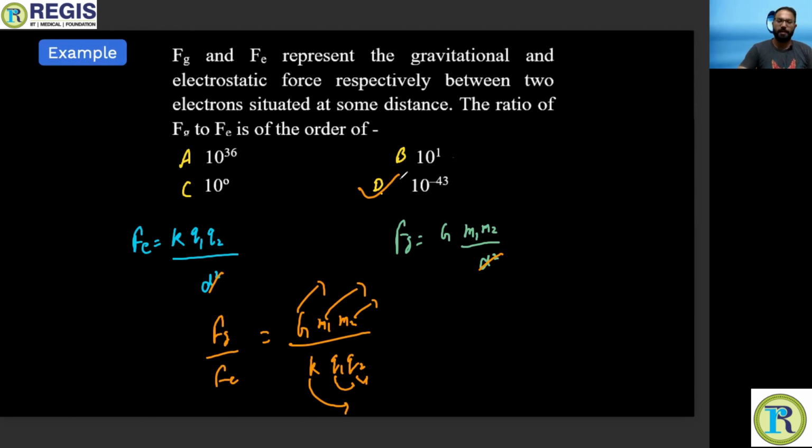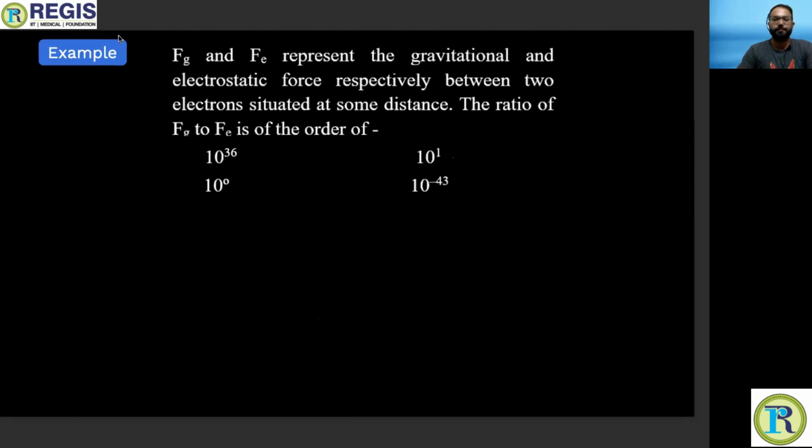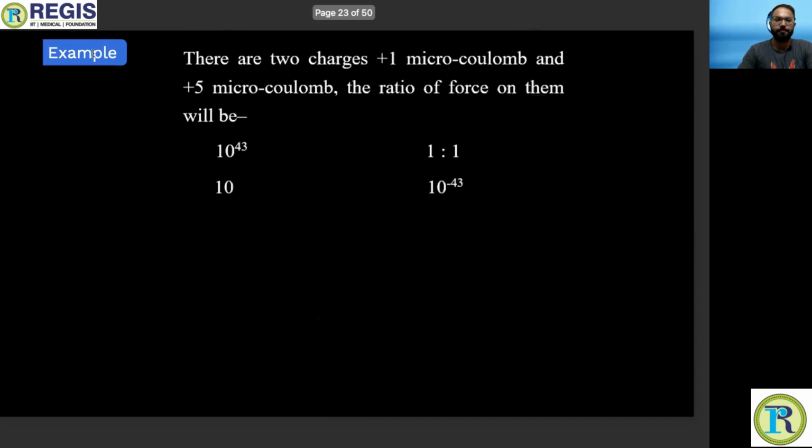Okay, let's try the next question. So the question is, there are two charges, +1 microcoulomb and +5 microcoulomb. The ratio of force on them will be. Option A, B, C, and D. It's a good question. You can try this question.